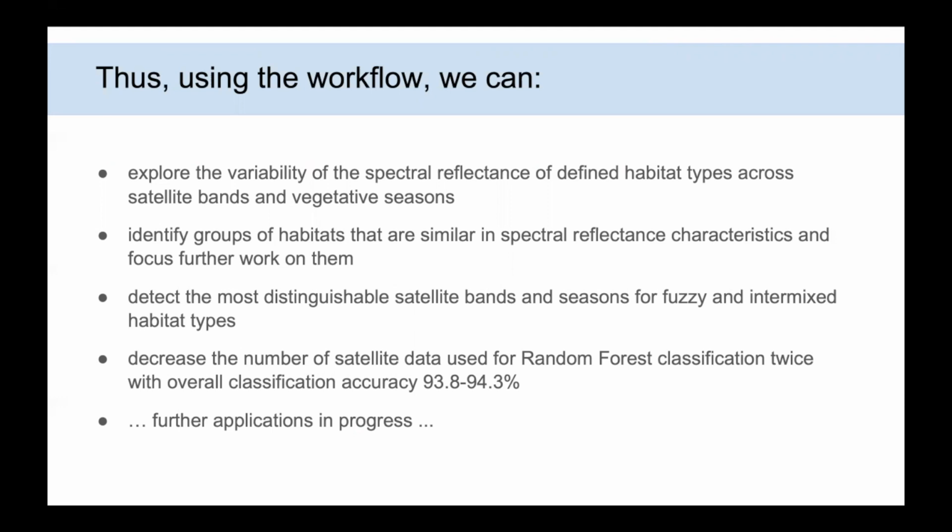We identified groups of habitats that are similar in spectral reflectance characteristics, and we focused our work on them. We detected the most distinguishable satellite bands and seasons for fuzzy and intermixed habitat types. And finally, we decreased the number of satellite data used for random forest classification twice. And we had the overall classification accuracy around 94%, which is a quite high level.